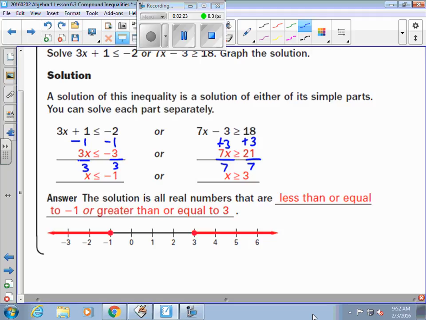You don't have to draw all of these numbers in between, everybody. Just show -1 and show 3, just like the other ones we were graphing. And they're both colored in bubbles since it says or equal to for them. Greater than 3 is to the right, less than -1 to the left.